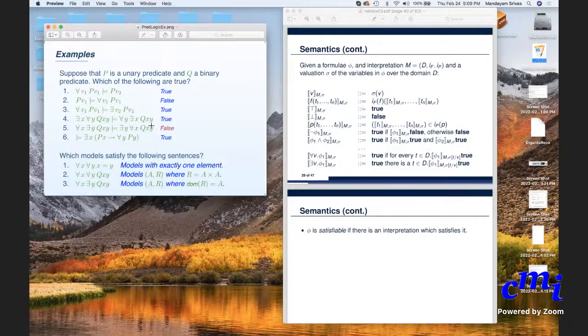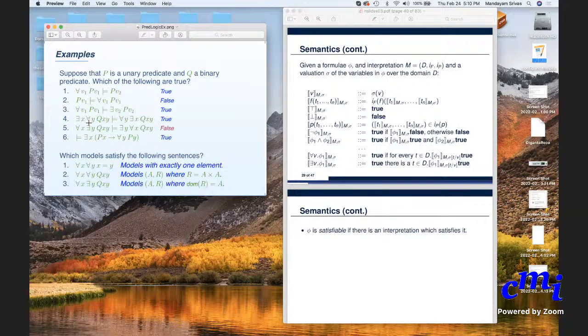But there can be some y that are not related to x by the assumption? No. There can be some y that are not related to x? No, because what does this say? It says there exists an x such that for every y, x relates to y. X is related to every y in the domain. That's what the assumption guarantees.